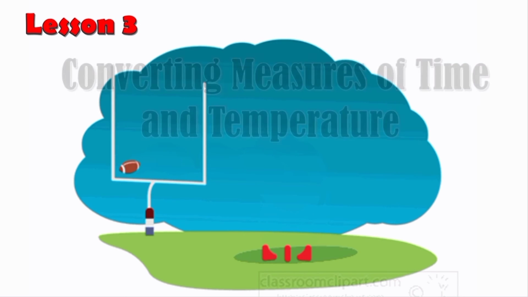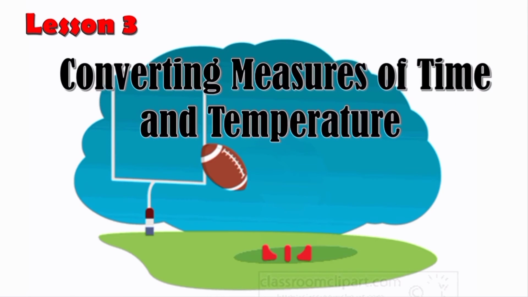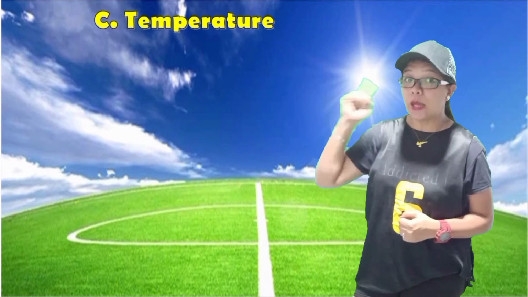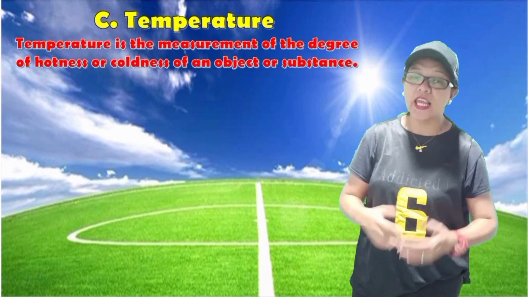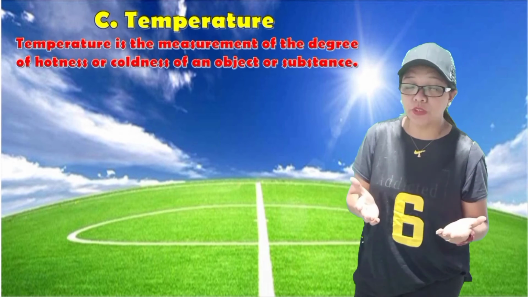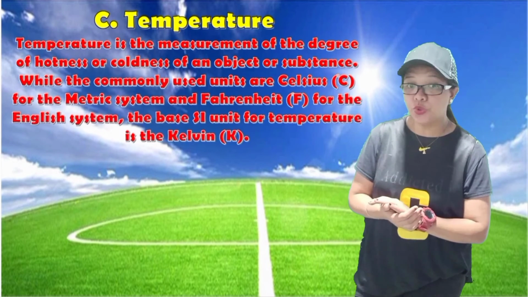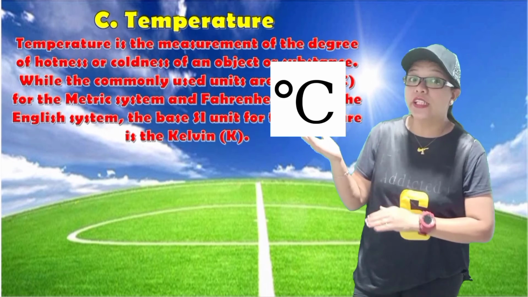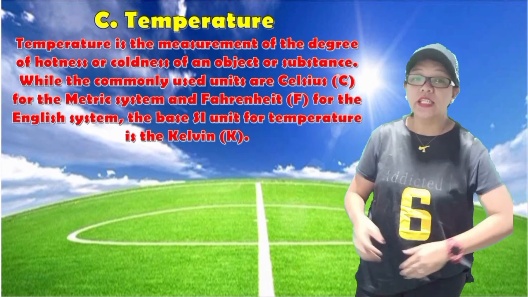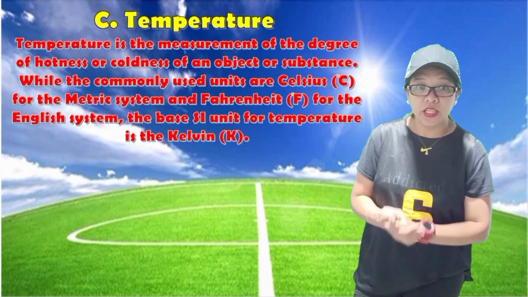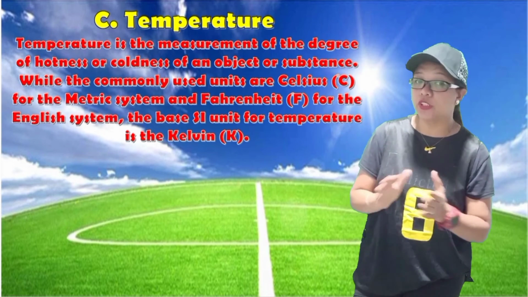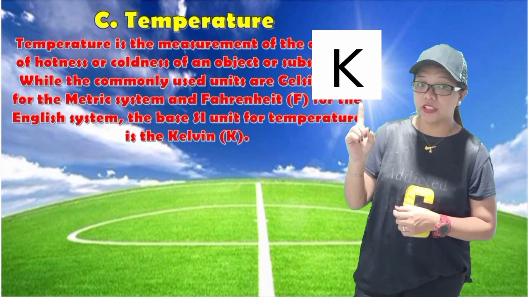Lesson number 3. Converting measures of time and temperature. Our last topic is temperature. Temperature is the measurement of the degree of hotness and coolness of an object or substance. While the commonly used units are degree Celsius for the metric system, and degree Fahrenheit for the English system. The base or international unit for temperature is the Kelvin.